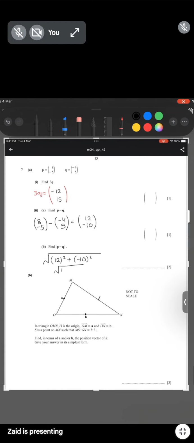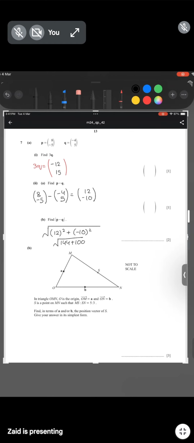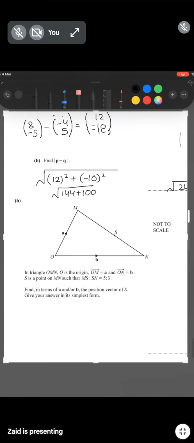To be 144 plus 100. So it's 244. Okay. Now 3 marker. So let's try to do that.